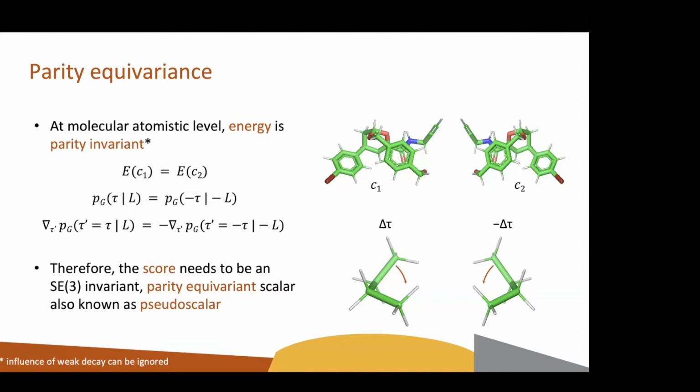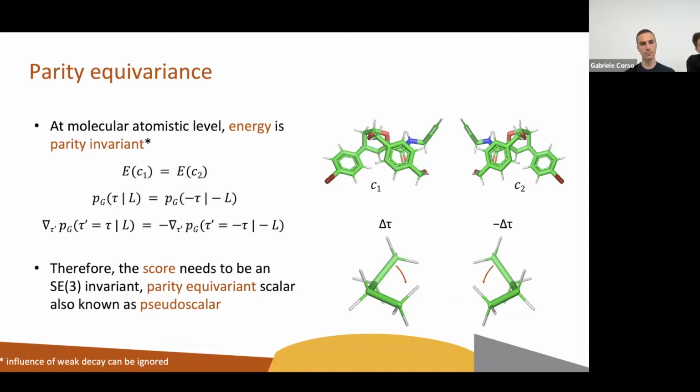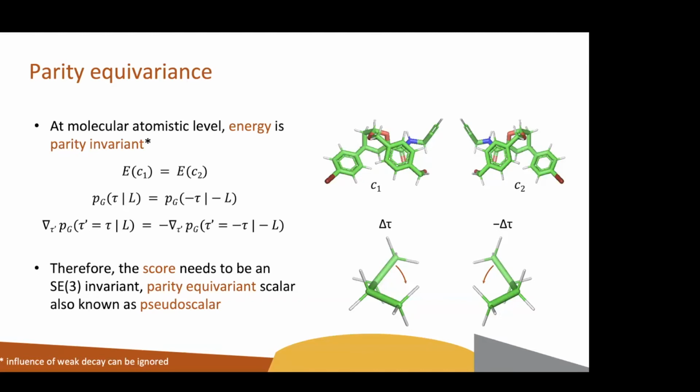Anyways, so the implication for our work is that since the distribution is parity invariant, the score actually needs to be parity equivariant. And so it's not sufficient to just predict a normal scalar for each of the rotatable bonds as the torsional score. That actually won't work. We actually have to predict something that's SE3 invariant and parity equivariant, which people in the physics literature will affectionately know as a pseudoscalar.